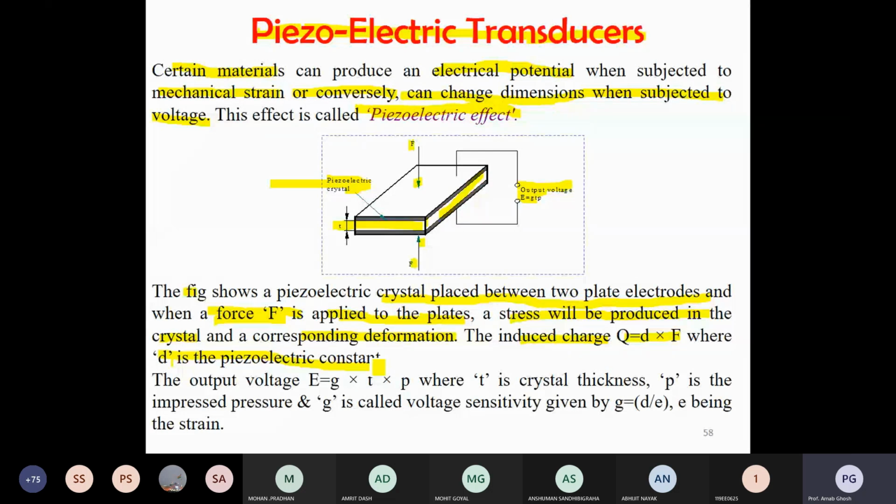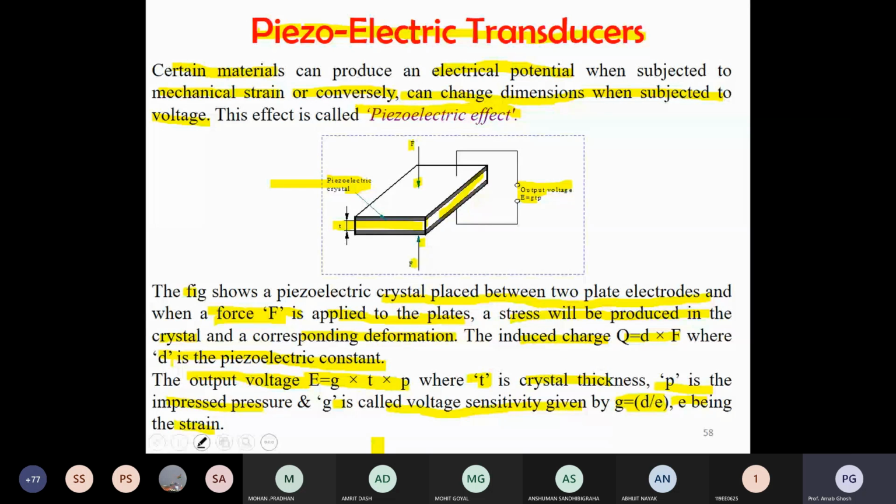The output voltage E equals g t p, where t is the thickness of the crystal, p is the impressed pressure, and g is called the voltage sensitivity, given by d by epsilon, with epsilon being the strain. Due to the pressure, some voltage will be developed, and that voltage is responsible for generating the induced EMF E.